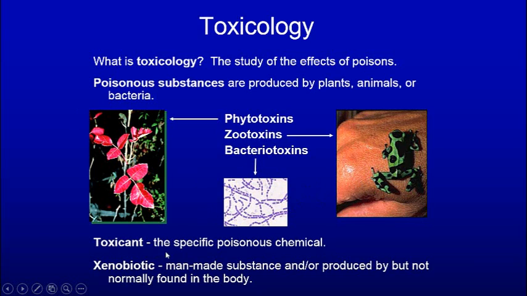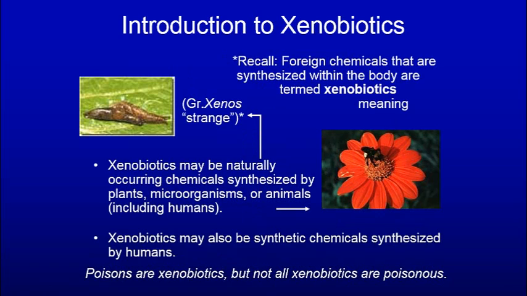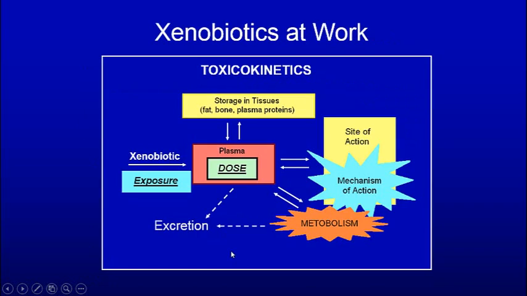A toxicant is a specific poisonous chemical. A xenobiotic is a man-made substance, or one produced but not necessarily found in the animal. The sting of a bee is a xenobiotic. The snake venom is a xenobiotic. It doesn't circulate in the animal, but it is produced in the animal. So we can see the sting of a bee, a xenobiotic, is associated with chemicals, sometimes synthesized by humans, but not in all cases.